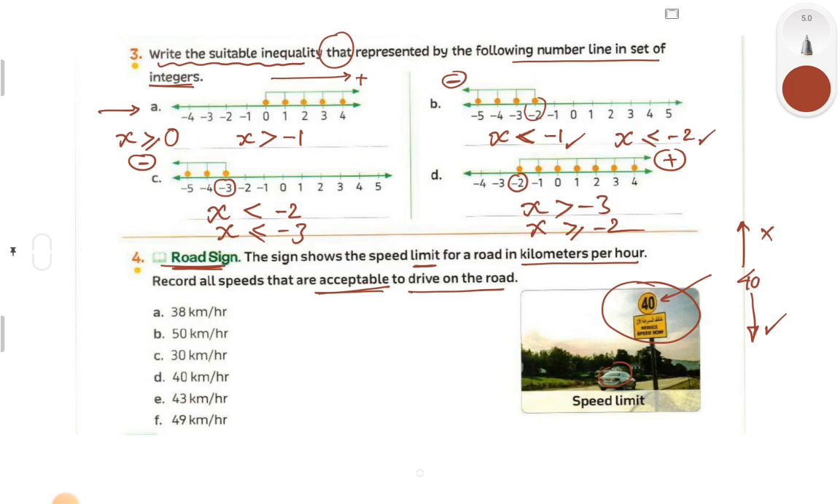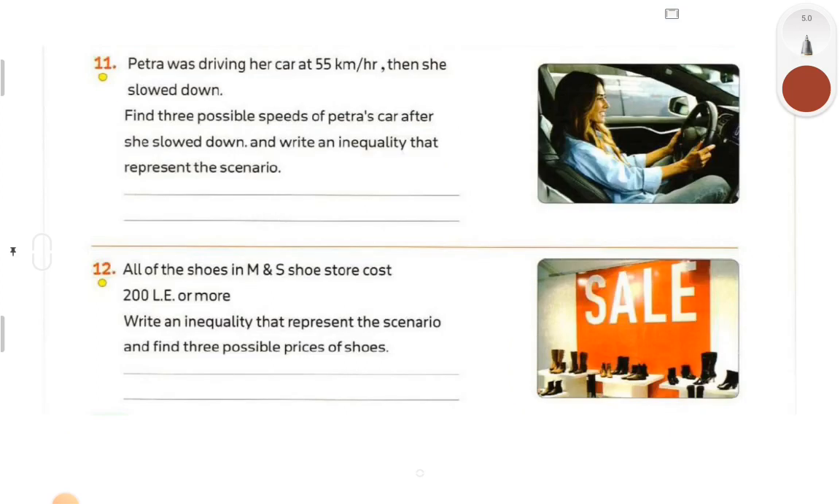Okay, now we start with 40 and less than 40. So 38 is less than 40, it's okay. 50 is greater than 40. 30 okay. 40 okay, because 40 belongs to our solution. 43 no. 49 of course no. Now Petra was driving her car.